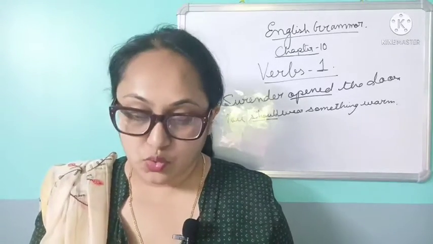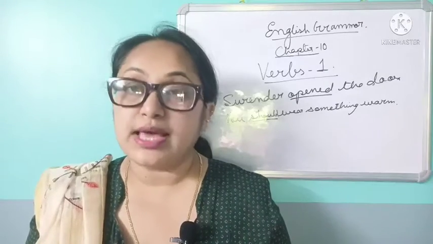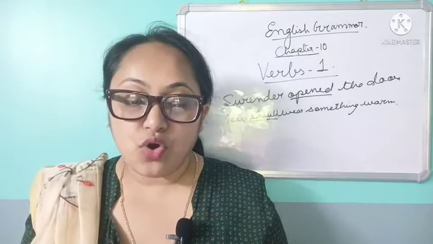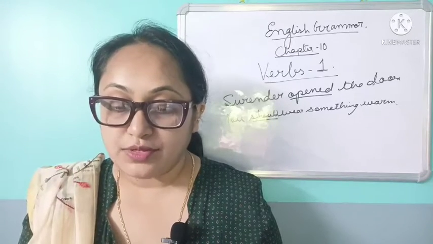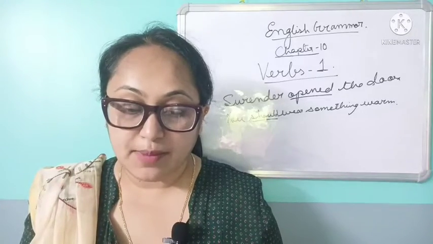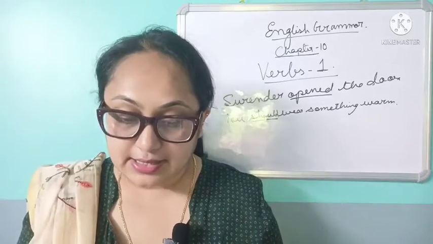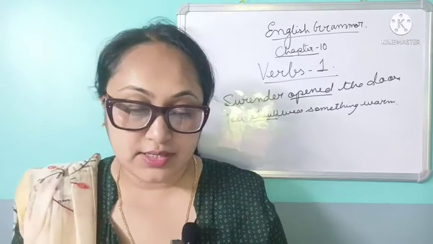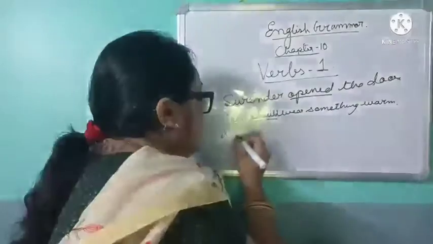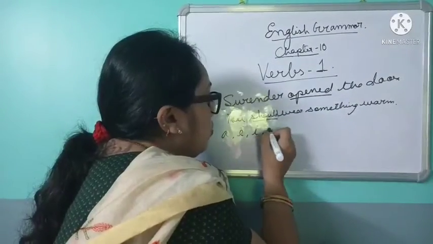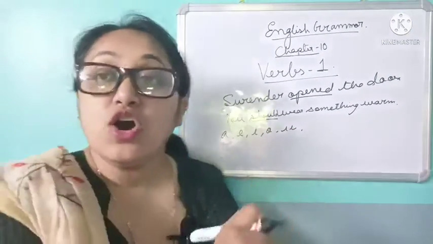Clear? Now coming to page number 57, strong and weak verbs. Strong verbs are also called irregular verbs. These verbs form their past tense usually by simply changing the vowel in the present tense. Do you know what the vowels are? A, E, I, O, U. These are called vowels, and except these alphabets, all are consonants.